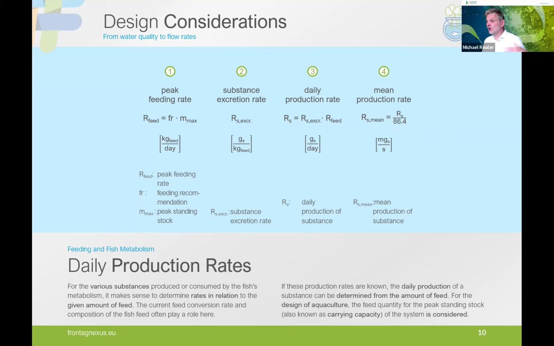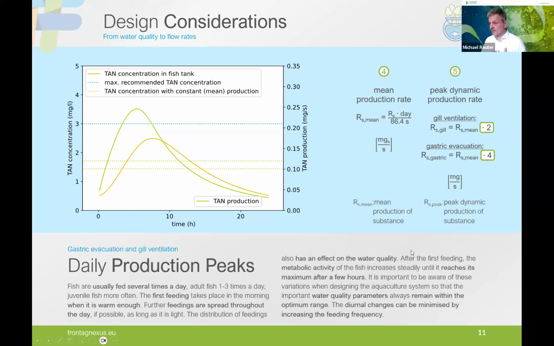But then this would not be the production rate of the substance that we look into if we design our system. And that's because fish with their metabolism don't produce a mean over the whole day, but they have a digestion function that starts with the first feeding of the day and then goes up to a certain maximum and then goes down again to a rate that fish produce when they are not fed.